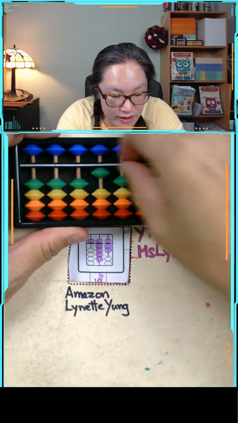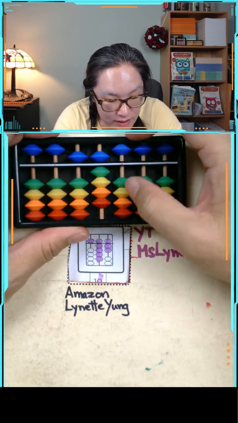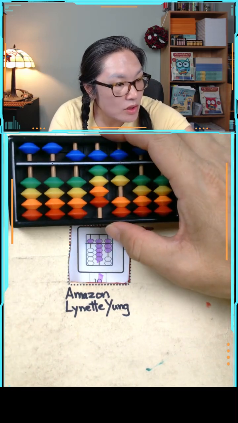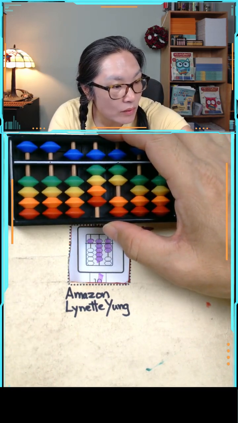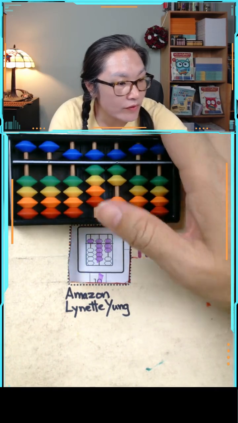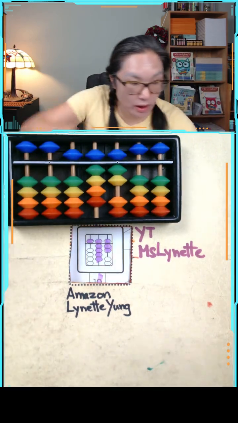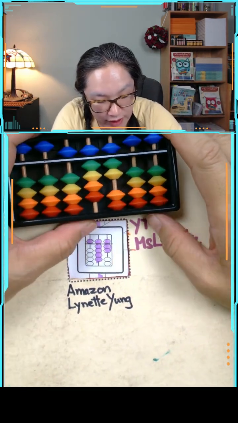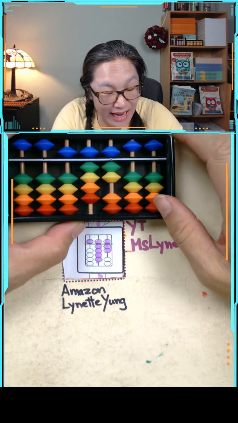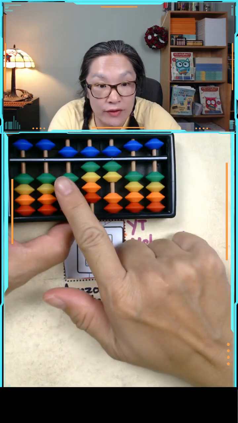So we have our hundreds, our tens, and our ones. That's what we're doing. So when we have our abacus, we're trying to visualize our numbers. When we visualize our numbers, we are learning how to count. After we learn how to count, you can add, subtract, multiply, and divide.